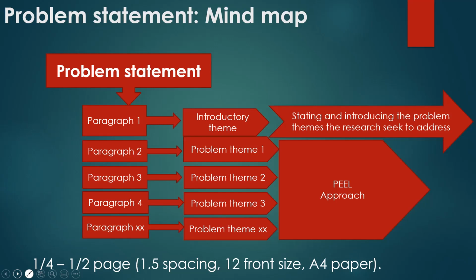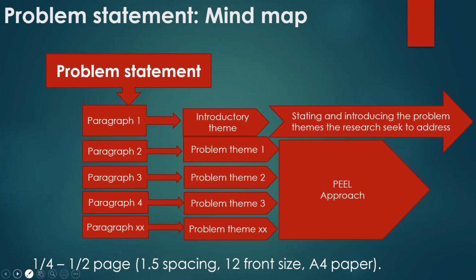Some students, when they write a problem statement, they just write things in random order. They just write a group of sentences. Yeah, this happened. Yeah, that other thing happened. Yeah, it was found that this happened. No, that's not how you write a problem statement. You write a problem statement by identifying problem themes.